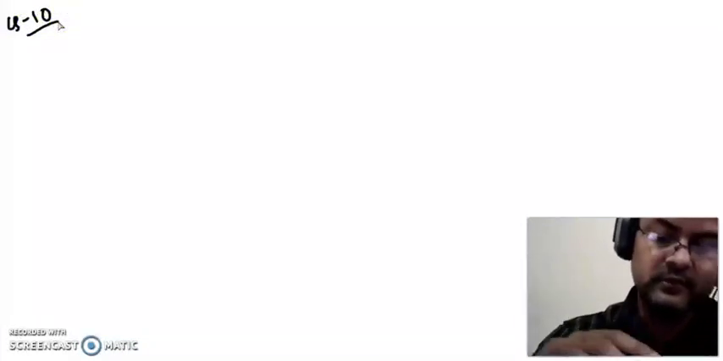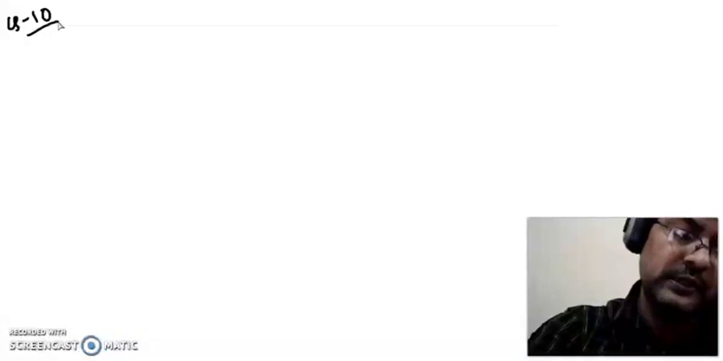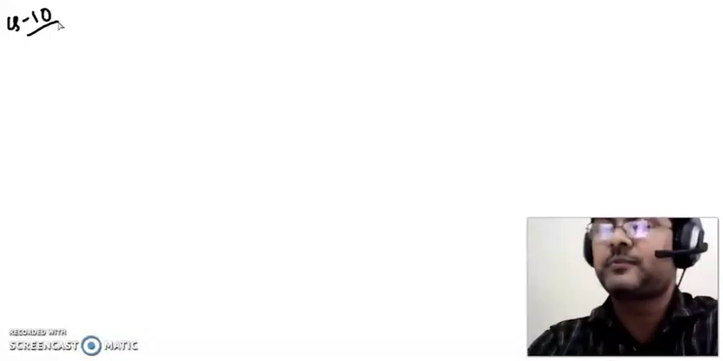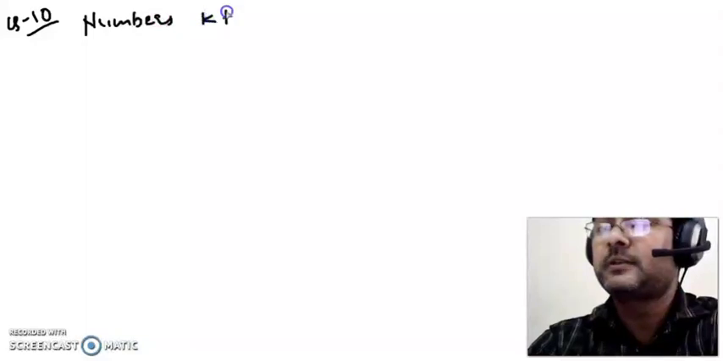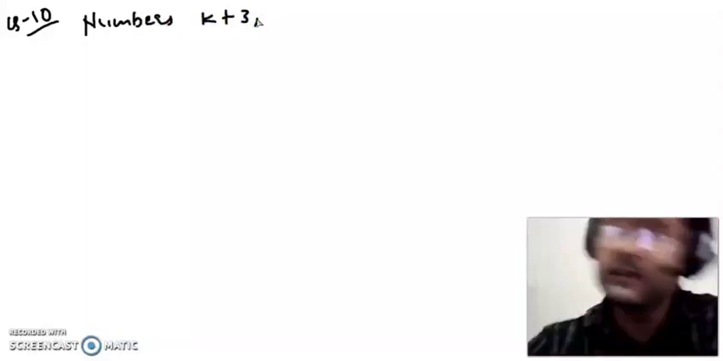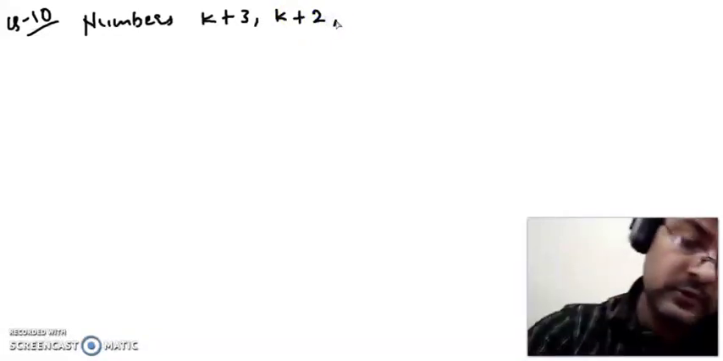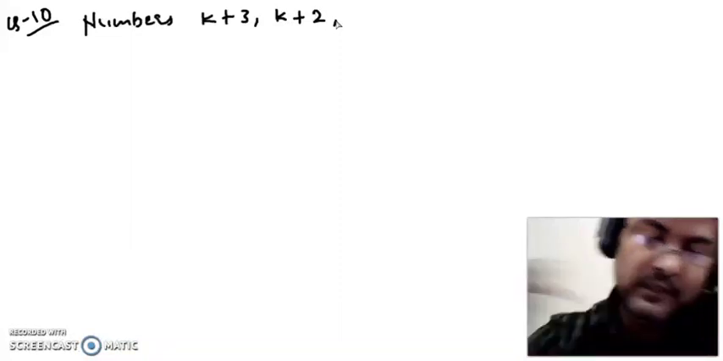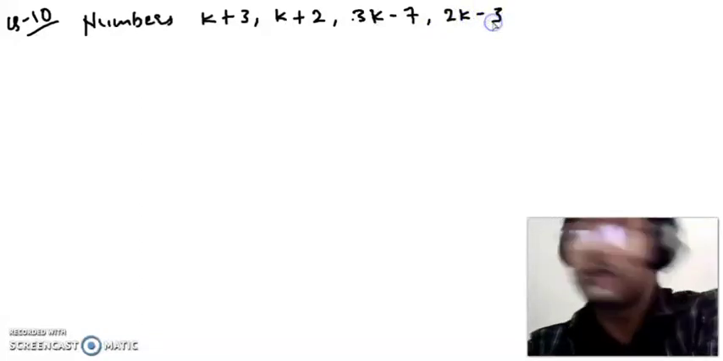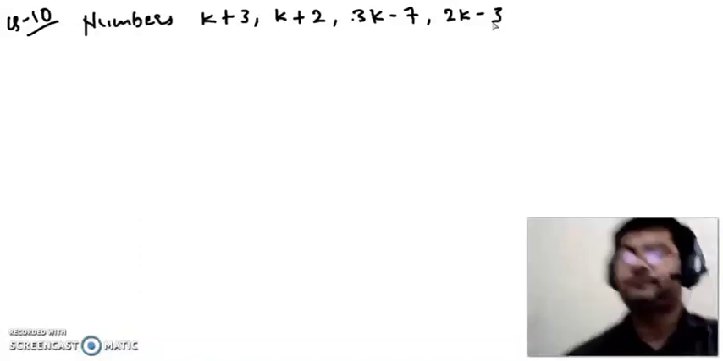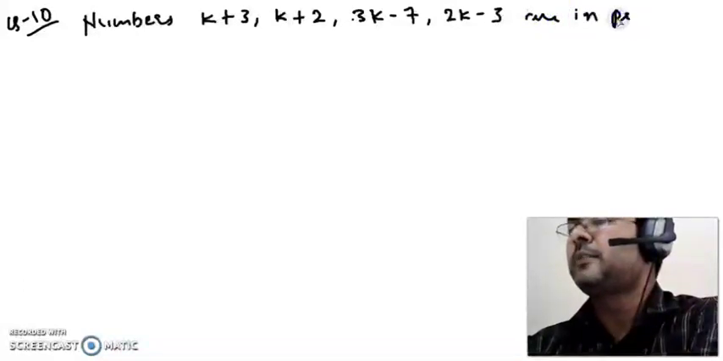It is given that the numbers k plus 3, k plus 2, 3k minus 7 and 2k minus 3 are in proportion. We are given that the numbers k plus 3, then k plus 2, then we have 3k minus 7 and 2k minus 3 are in proportion.